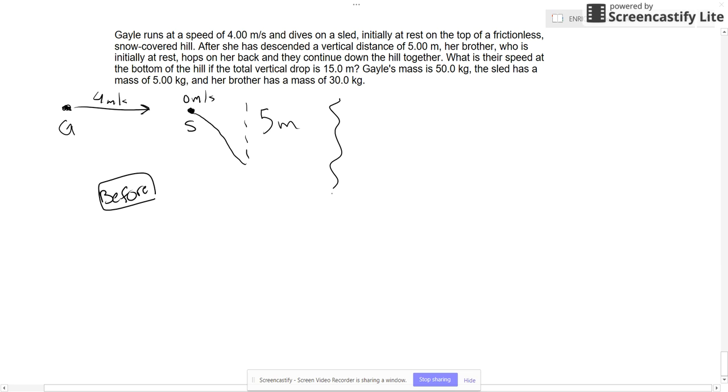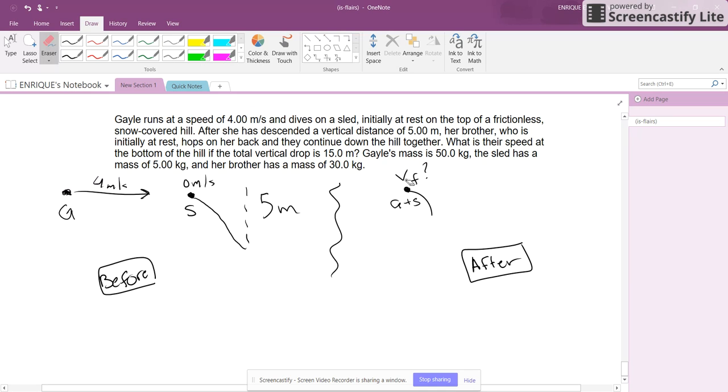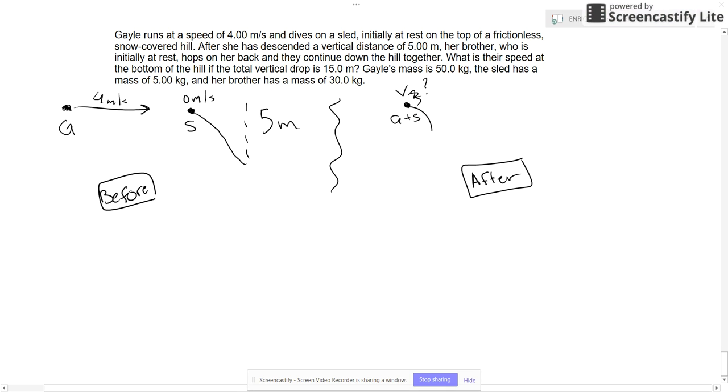Now we need to draw our after the collision. In case you haven't noticed, this is perfectly inelastic because Gail is going to get on the sled. So after that, we're going to have a single dot still on top of the hill. That's a terrible hill, but let's go with it. And it's going to be of mass G plus S, and we're going to find the velocity, let's call it V3, since we're going to call that V2.